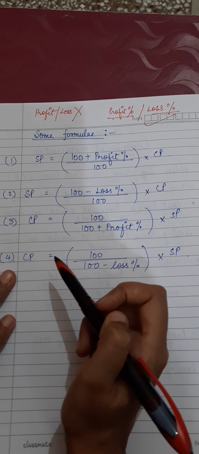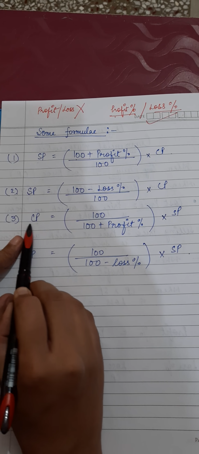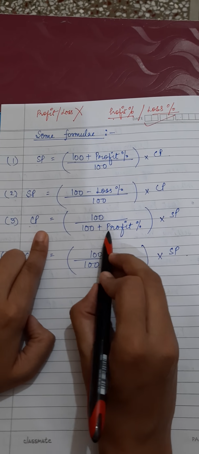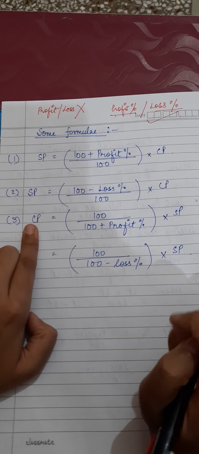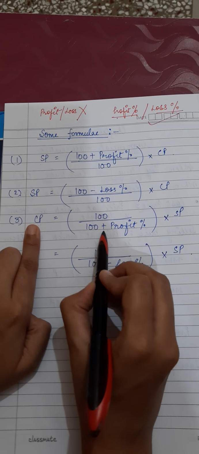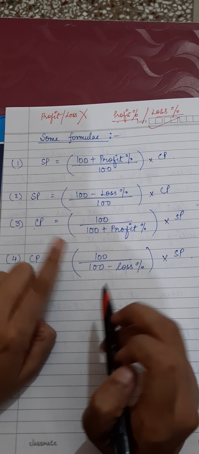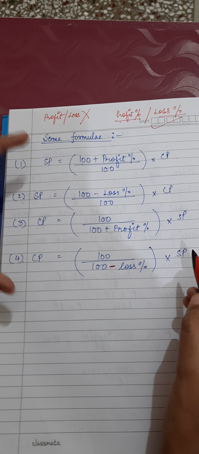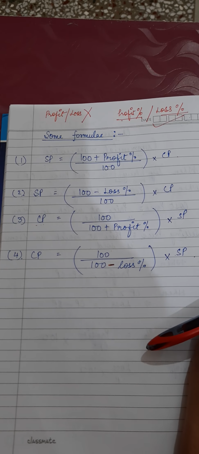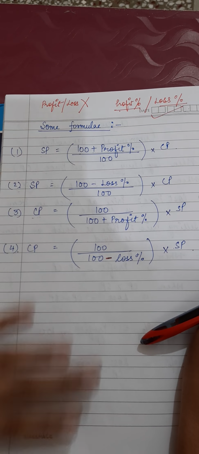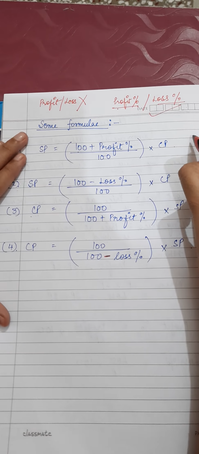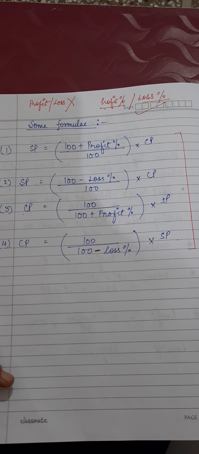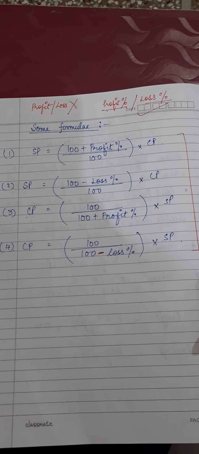Next, if you have to find the cost price, and profit percent and SP are given to you, then what will you do? You apply this formula: 100 upon 100 plus profit percent into SP. And similarly, when loss percent is there, it is 100 upon 100 minus loss percent into SP. So these are the four formulas which you are going to apply in the last two questions. Derivations of these are very big. That's why you just have to go through these formulas so that you can apply them directly and avoid big calculations.